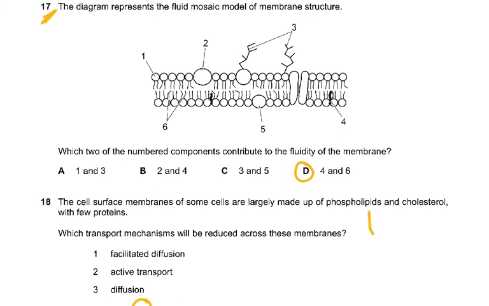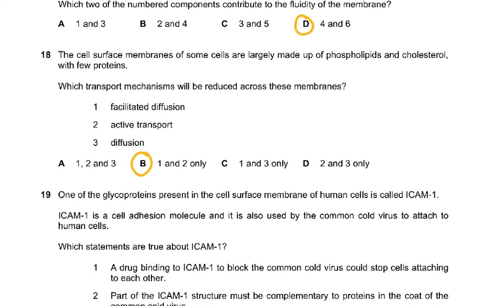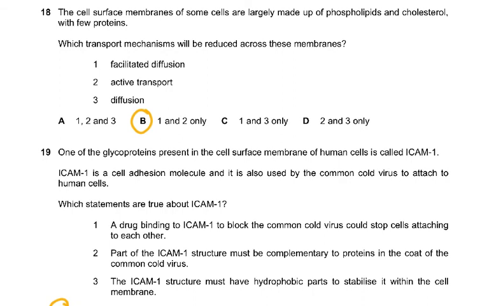Then we come on to question number 18. So question 18, if you look at question 18, the cell surface membrane of some cells are largely made up of phospholipids and cholesterol with few proteins.